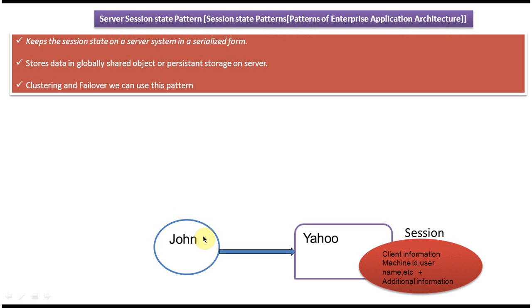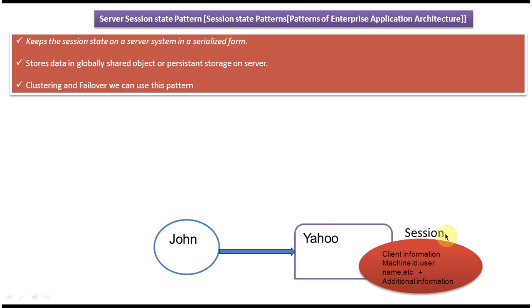So here you can see John, and John is the user. He types the Yahoo URL in the browser, and once he enters it, it will show username and password. Once he enters the username and password, he will log into the Yahoo server. Once John has logged into the Yahoo server, a session will be created for that user John.